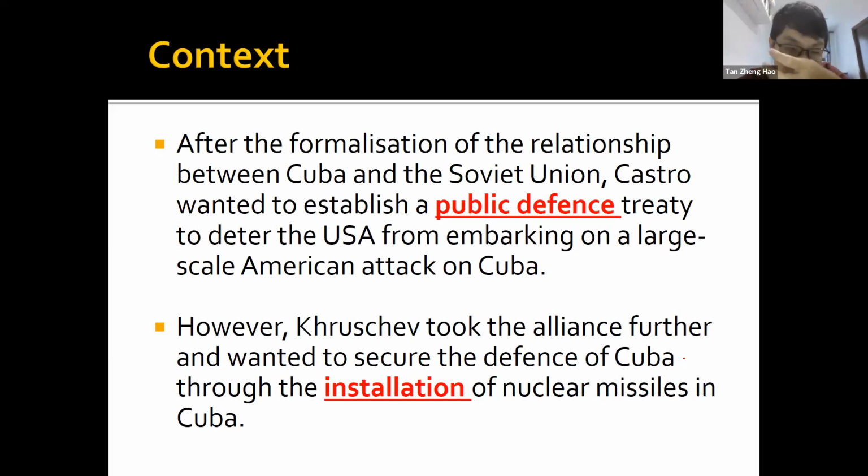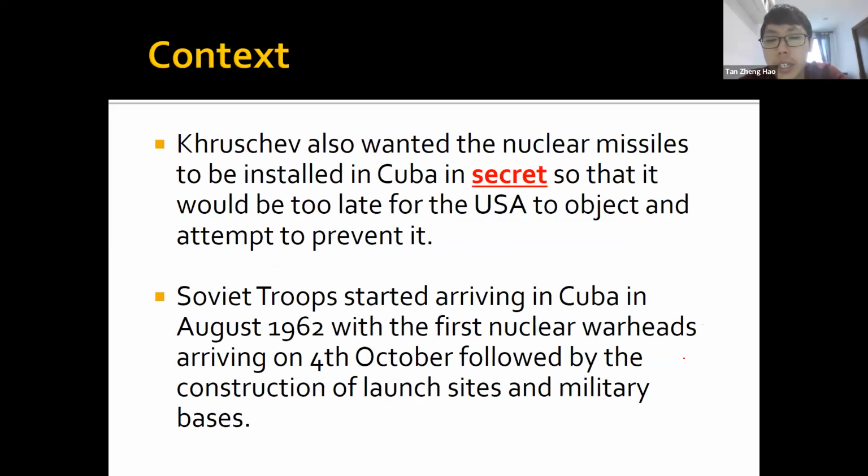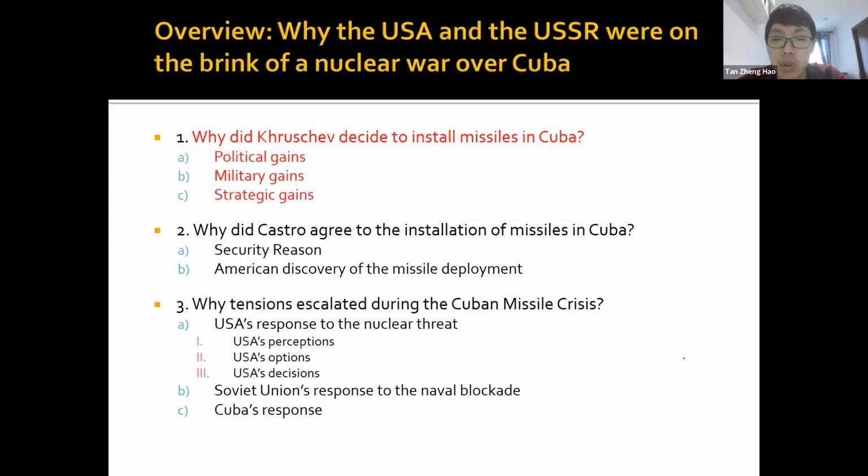Okay, that's why countries like North Korea today are all trying so hard to have their own nuclear weapons, because it's a very good bargaining chip, right? So Khrushchev wanted to install nuclear missiles, and the Soviets started to bring things and set up what was needed to build the missile bases and so on.